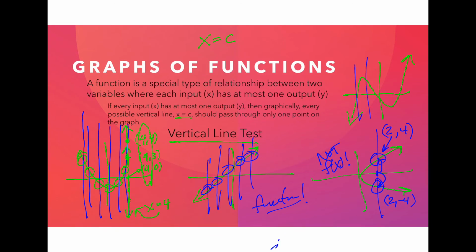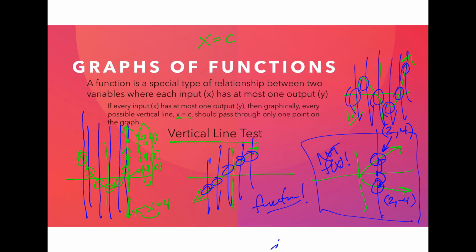But up here, again, all the vertical lines we could draw pass through only a single point, and so therefore this is the only one here that is not a function. The rest are functions.